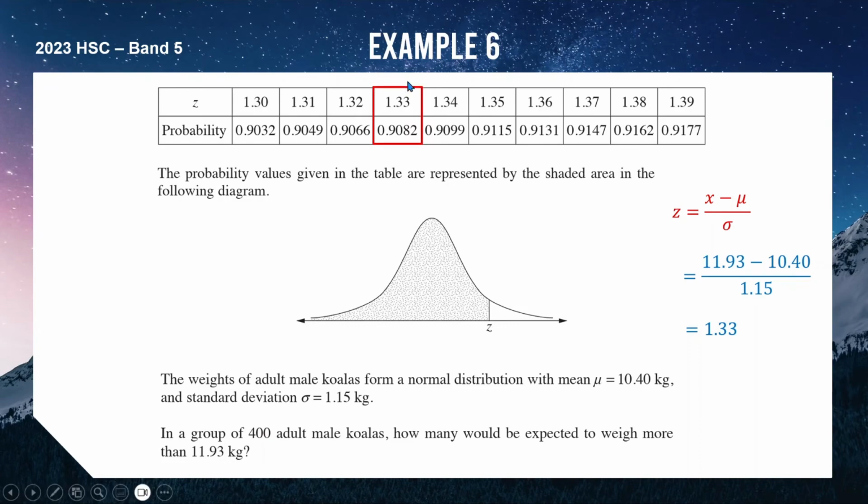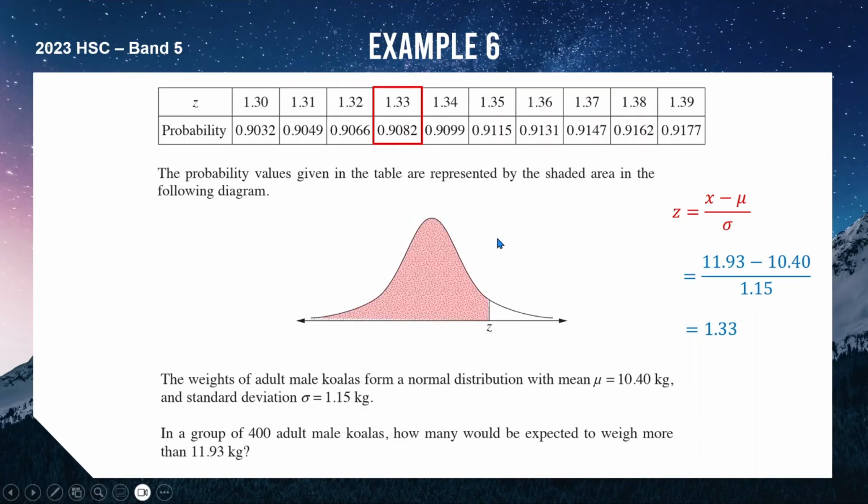Now, the table says that 1.33 corresponds to 0.9082. What that means to me is that if this z-score right here was 1.33, there would be 90.82%, okay, just timesing that by 100, 90.82% of the data set would be below a z-score of 1.33.